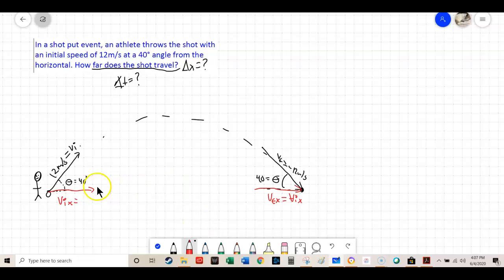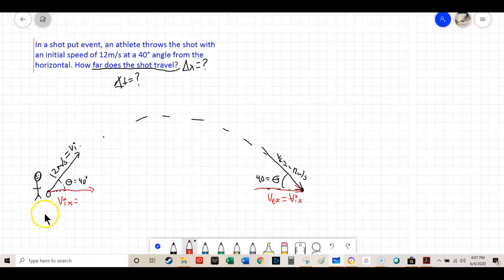Because it's going to be a constant velocity, right? Objects move at a constant velocity in the x direction. It's going to be slowing down as it's moving upwards in the y direction, and then speeding up as it's falling down in the y direction over here. Okay. All right.